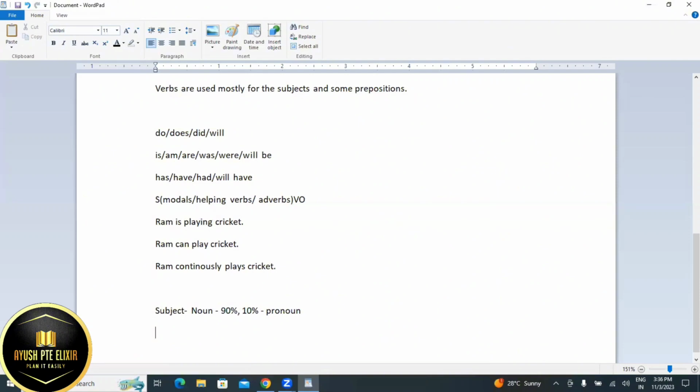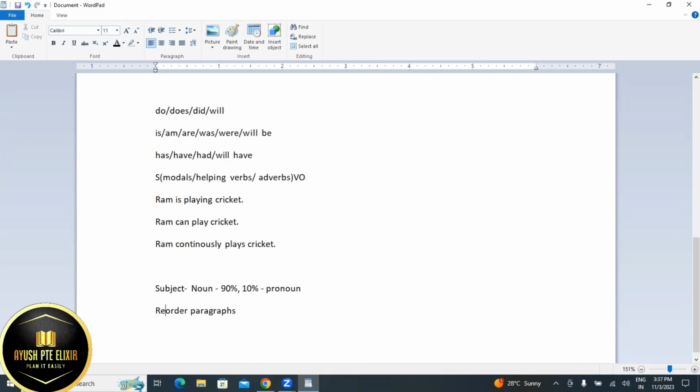That comes in the place of a noun. Like if I say Ram, then it could be "he" as well. That will be helping you in your reorder paragraphs, obviously. And mostly this helps in your reorder paragraphs.